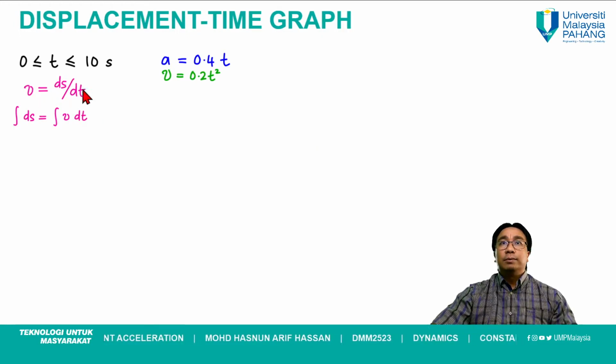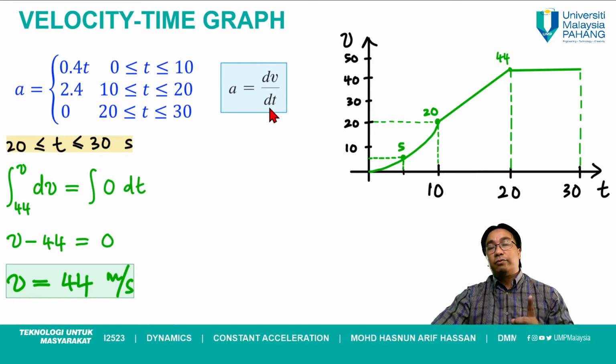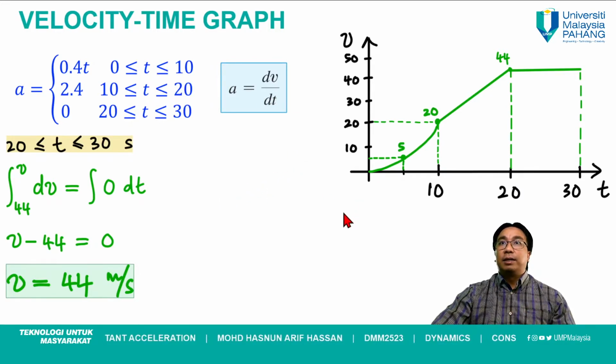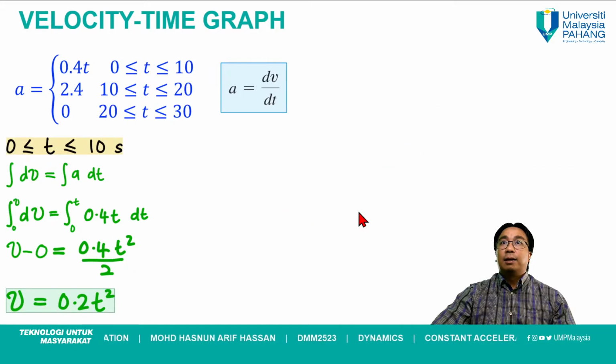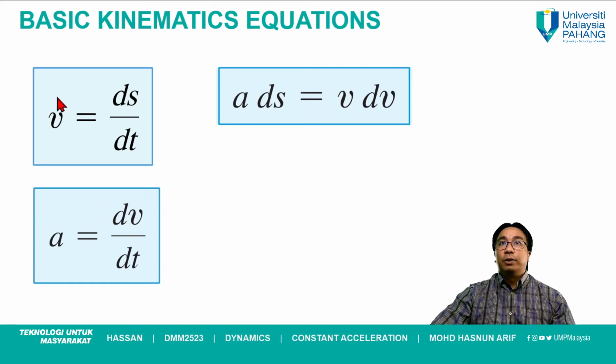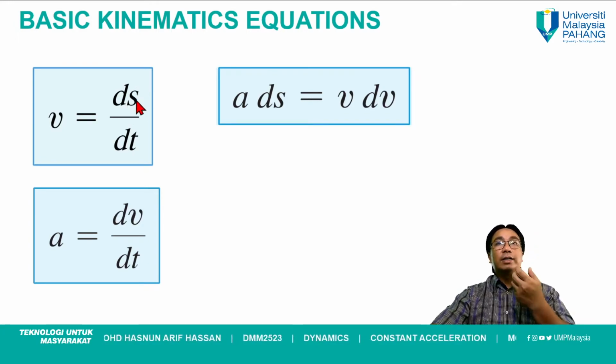Kita akan guna equation v equals to ds/dt. Kalau kita tengok tadi, kita guna a equals to dv/dt. This is one of the basic kinematic equation. Ada satu lagi basic kinematic equation. Kalau you ingat dalam tadi mana? In here, okay. We have a equals to dv/dt. Yang ni kita dah guna. Now we would like to use v equals to ds/dt. Sebab kita nak dapatkan S pula. Kita nak dapatkan function of S.